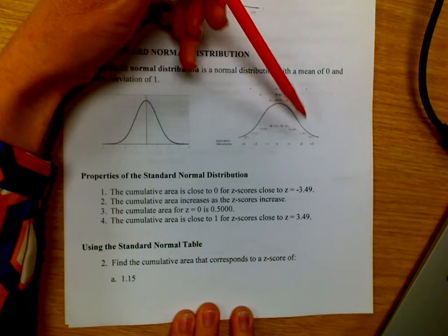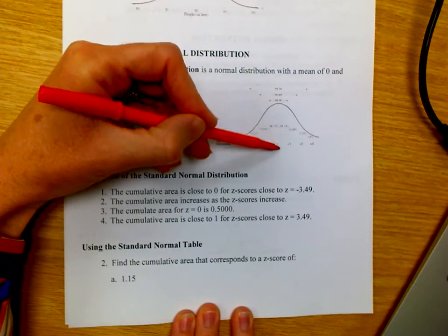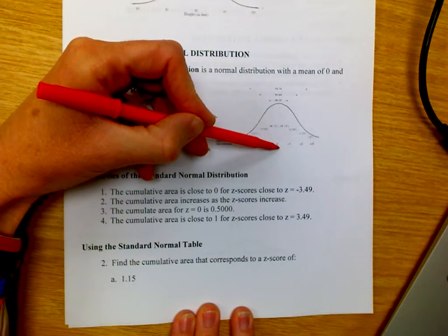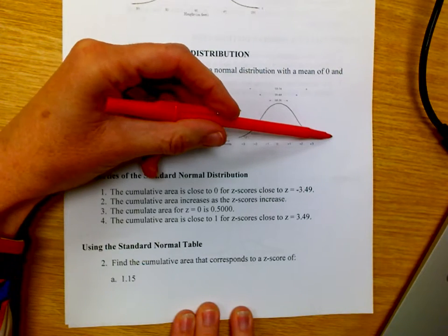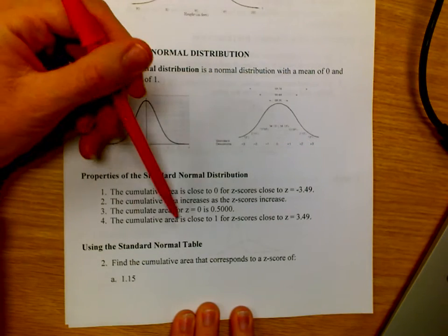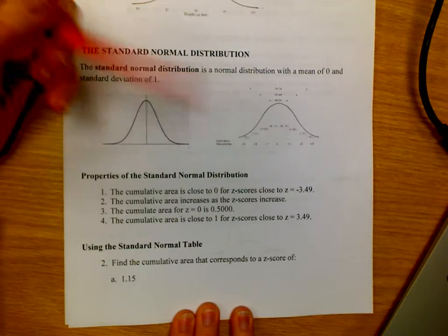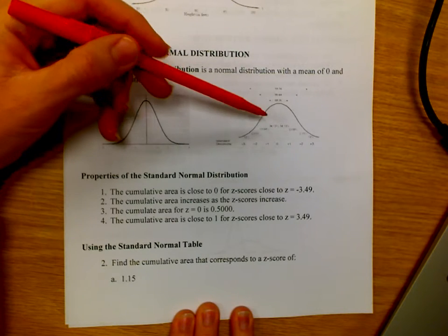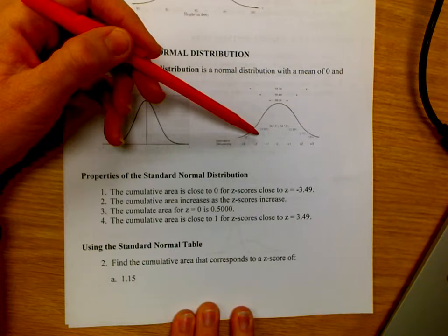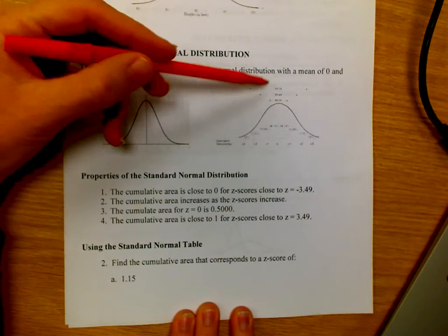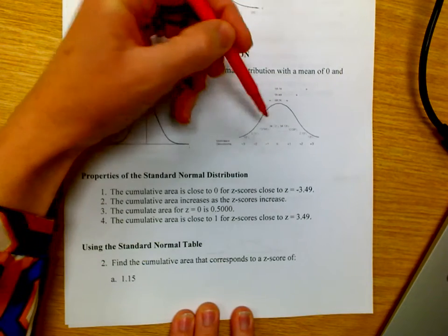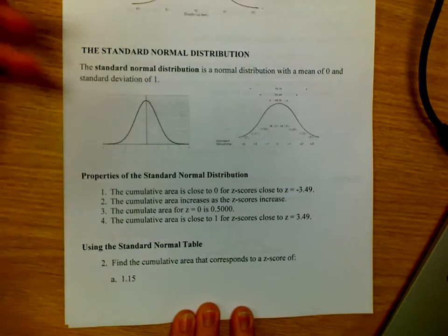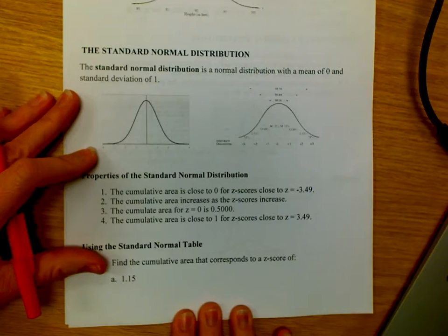And then the cumulative area for z equals 0, which is the mean, is going to be 50% because it is 50% of your curve. And then as you get closer and closer to this side, your area gets closer and closer to 1. Now when we look at these areas and we're using the charts in the back to calculate them, what you need to remember is the values given in the back for the area are to the left side of that line. We'll have to do a little manipulating when it comes to the right side.